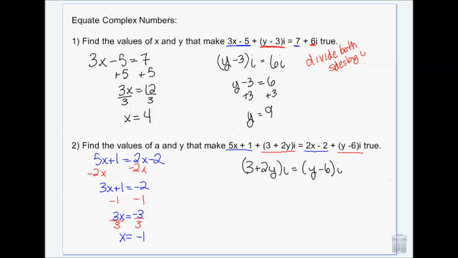Again, on the i's, because the i is on both sides, essentially I just need to know that the coefficients are equal, so I can take the i's away. So I'm just going to do that real quick. And that gives me 3 plus 2y is equal to y minus 6. So I subtract y from both sides. And I get 3 plus y equals negative 6. Subtract 3 from both sides. Y equals negative 9.